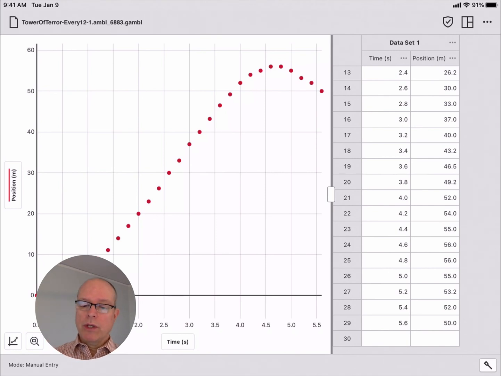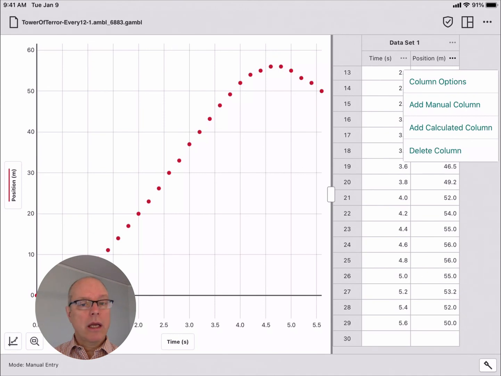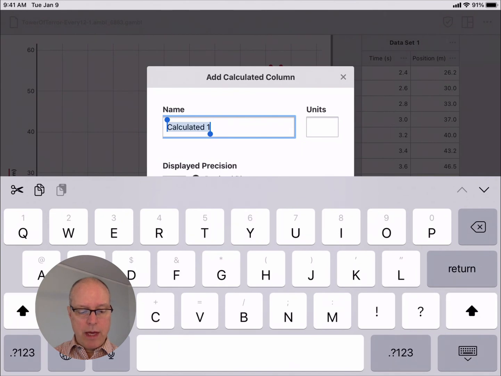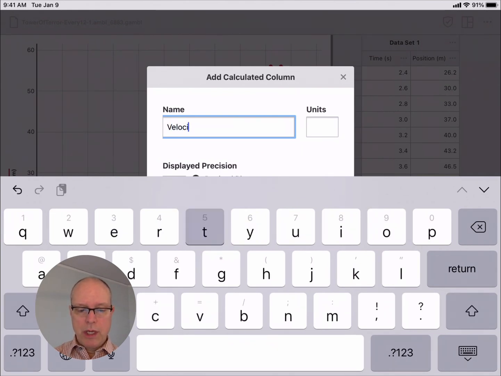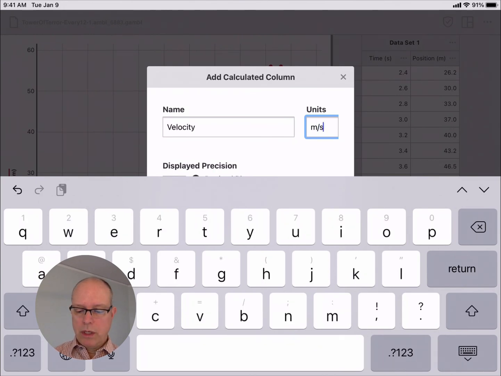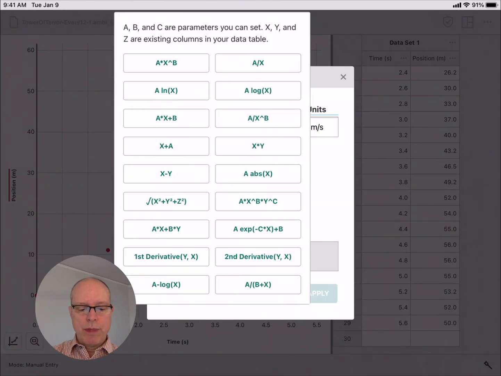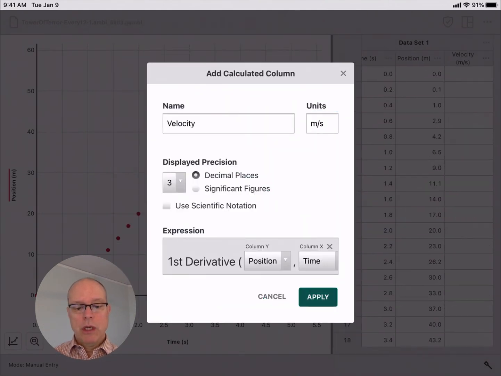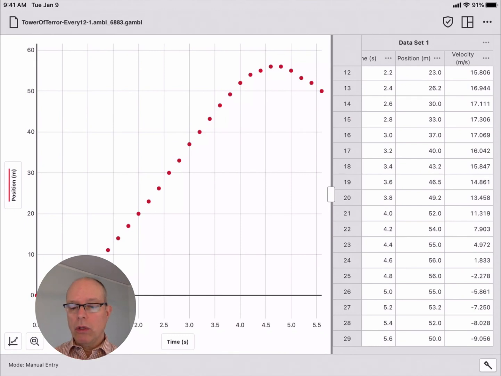So the first thing that we worked on to get this into a velocity graph was how do you create velocity. So I'm going to tap these 3 dots next to position, and I get add a calculated column. And what I'm going to do is create velocity out of that, and I'm going to put this velocity in units of meters per second because my positions were in meters. And I'm going to insert an expression. The expression, you should know by now, is first derivative of the position, and bango, I get a whole column now full of velocities that the car in the Tower of Terror lab had.